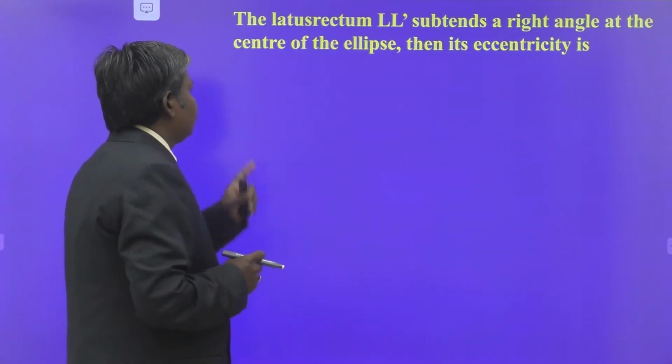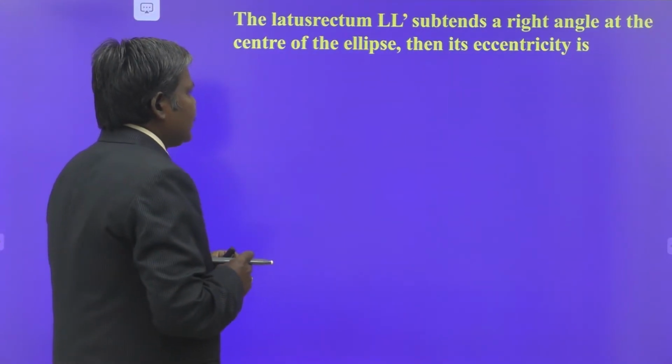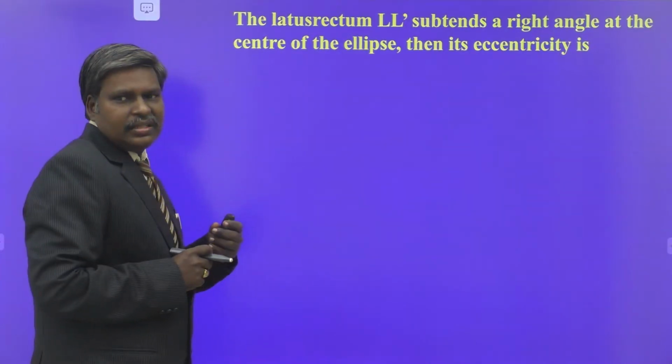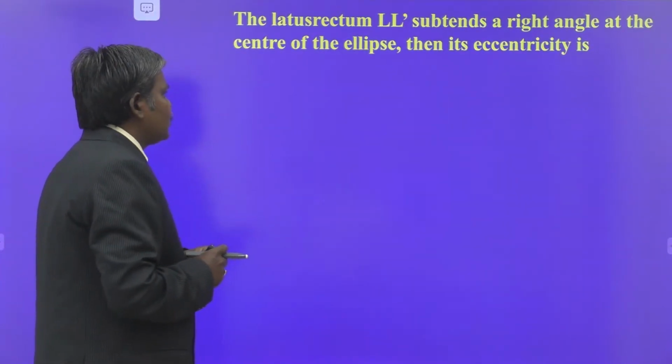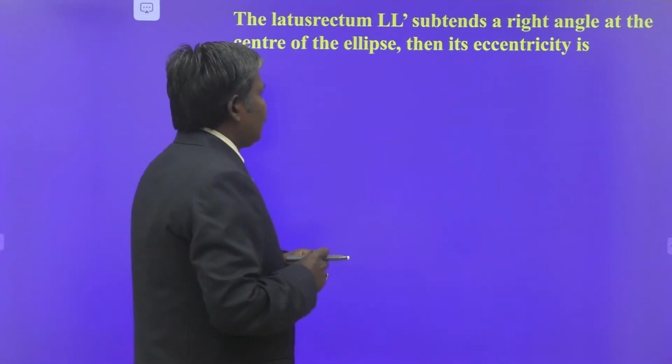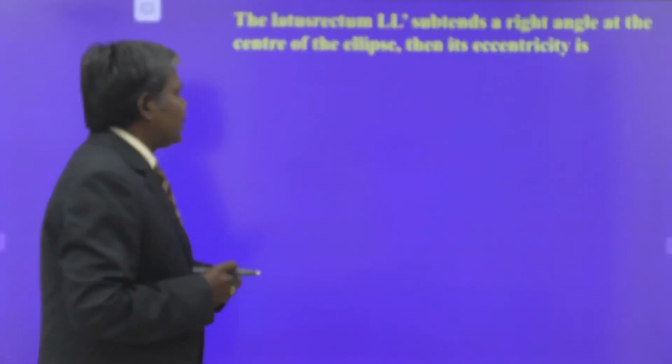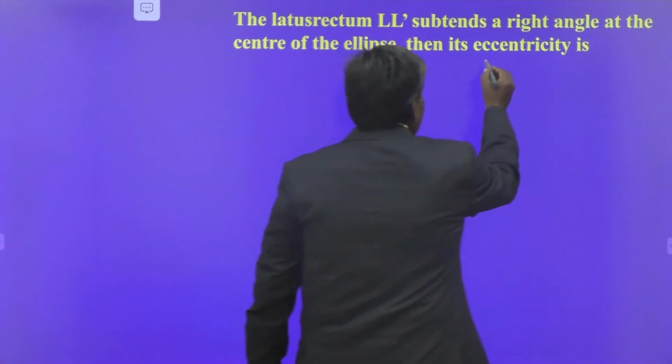This is the problem. The latus rectum LL dash subtends a right angle at the center of the ellipse. Then what is the eccentricity of the ellipse? That is what they are asking.